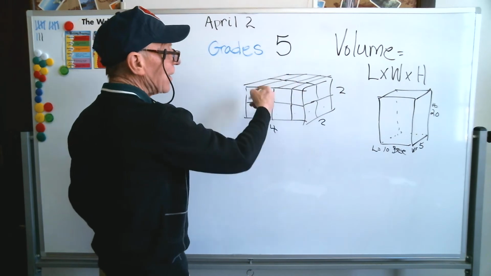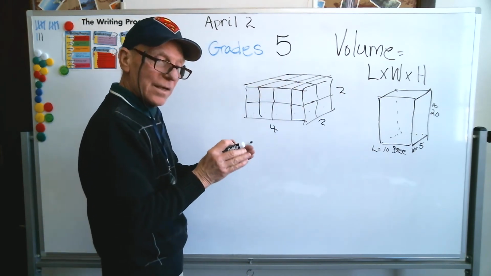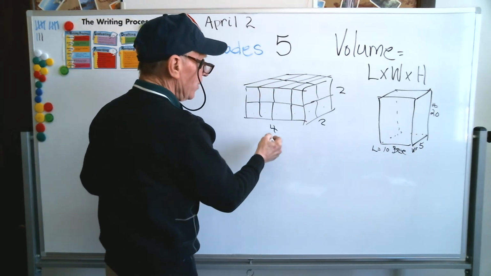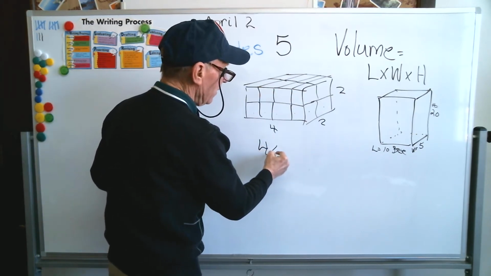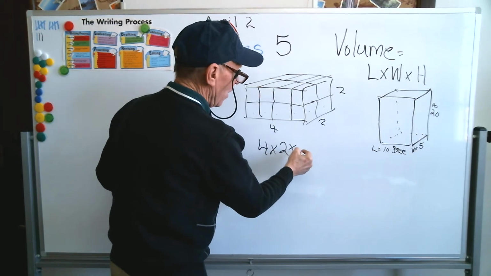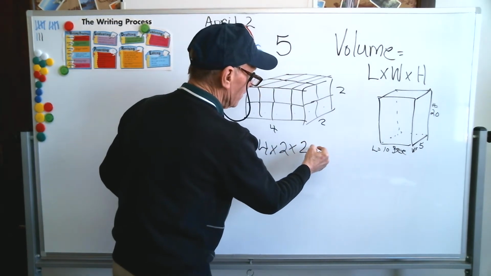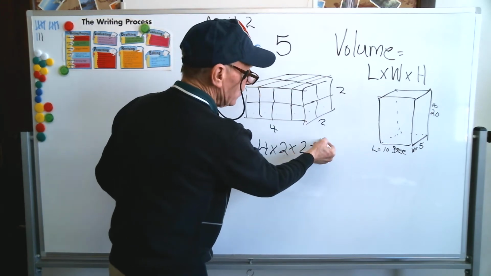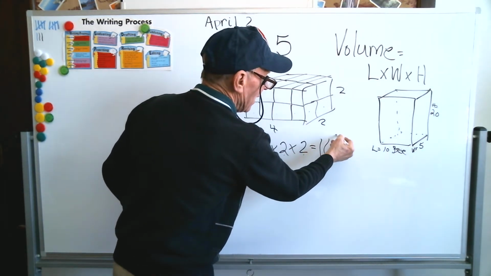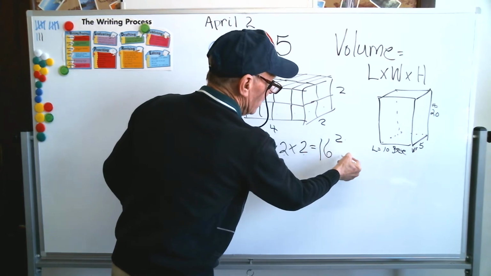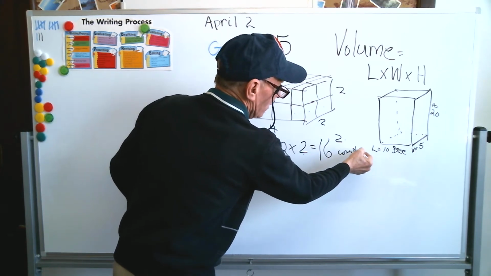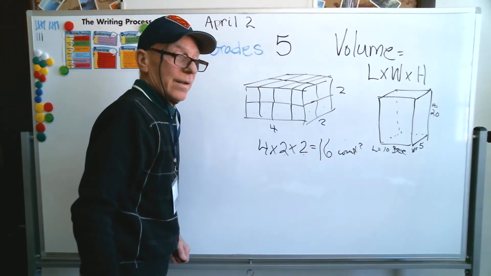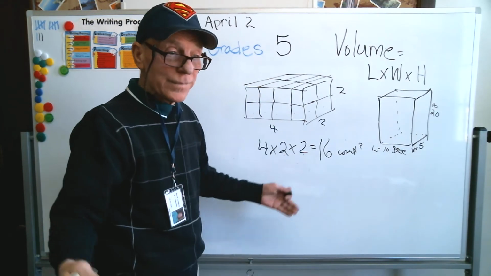So in order to find out how many cubic units are within that box, you'd multiply the length times the width, and then times the height. So it's 4 times 2 is 8, times 2 is 16, and that is cubic units. Units cubed. See how easy it is?